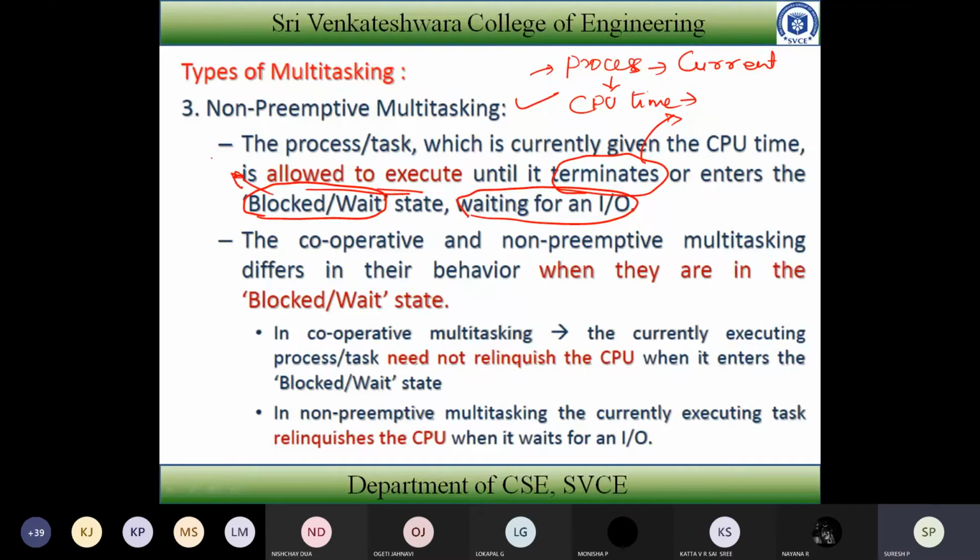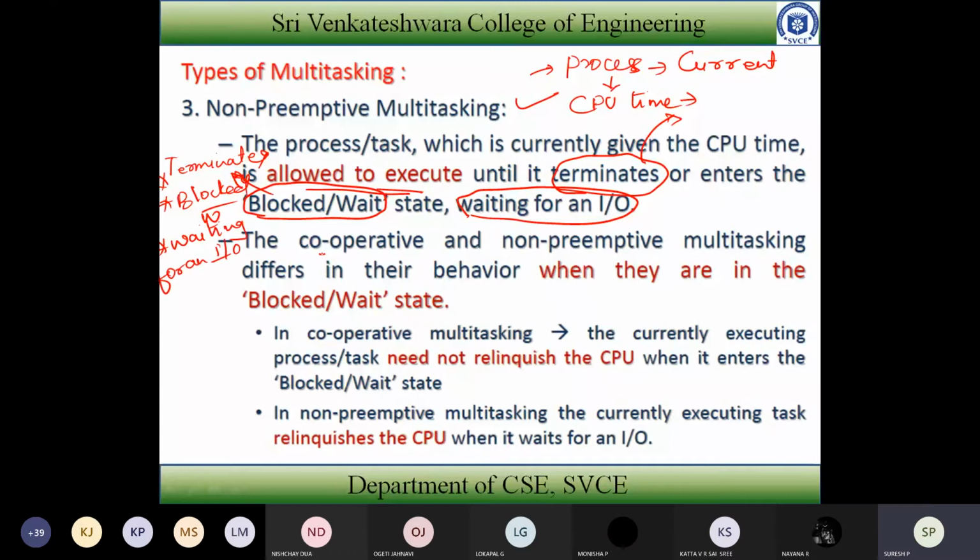First, until your process terminates. Second, until your process is blocked or in the wait state. Next, until it is waiting for an IO operation. Now if you take cooperative and non-cooperative multitasking.